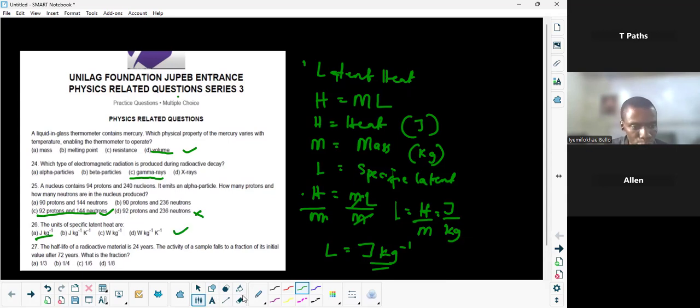26. Now, 27. Question 27 is from radioactivity.